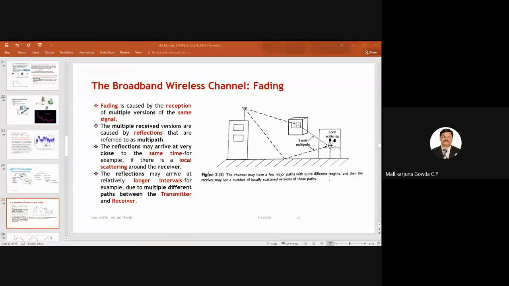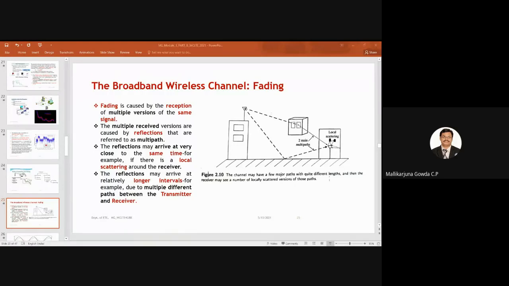Now, fading is caused by the reception of multiple versions of the same signal, right? The multiple received versions may be due to reflection, scattering, diffraction and all. These are referred to as multipath, as shown there, and here also the same diagram is there. Reflections may arrive at very close to the same time. Here I would say there is local scattering around the receiver. Here there is a receiver, and I have taken two paths. This is one path and this is another path. I have considered these as the two multipaths.